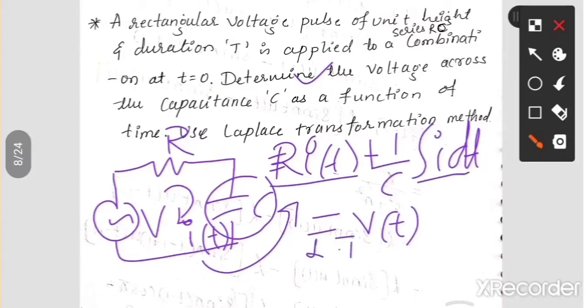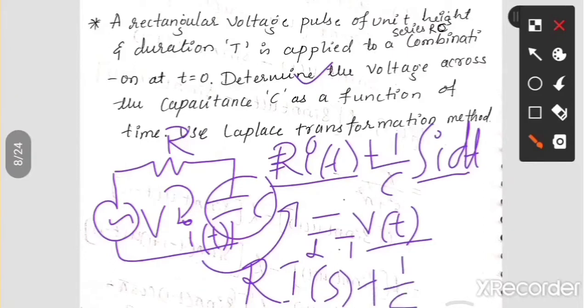So the Laplace transformation of R remains the same, the elements remain the same. I of t's Laplace transformation is capital I of s. Next, 1 over C as it is. The Laplace transformation of integration is 1 by s, and the integral of I dt's Laplace transformation is I of s by s, equal to V of s.